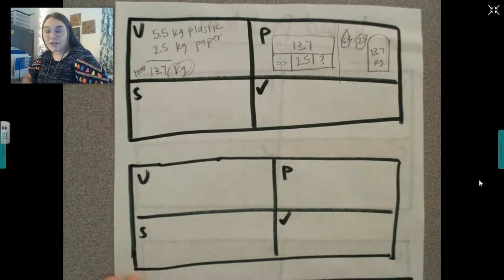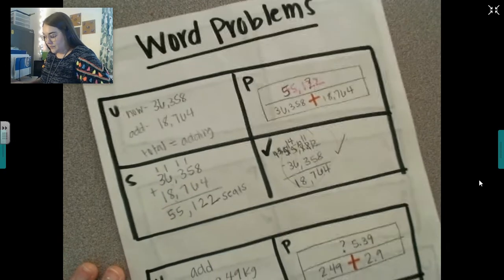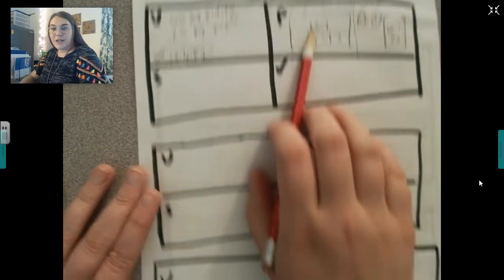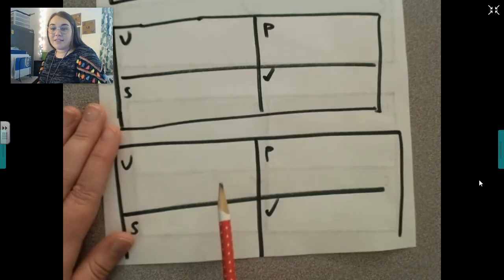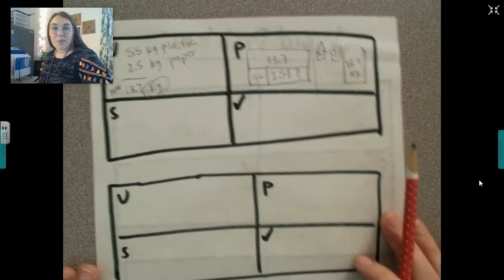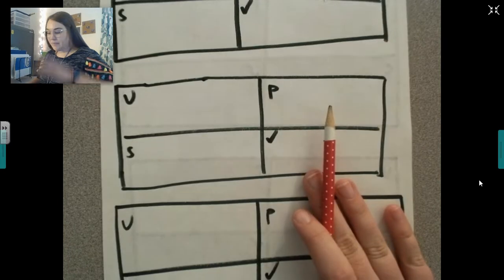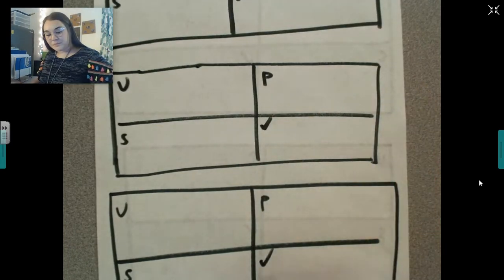Notice how the first time I did all 4 boxes. Second time I did 3. Third time I did 2. This time I'm only going to do 1 and then this one you're on your own. So you should have already done that. Let's go ahead and do the next one.